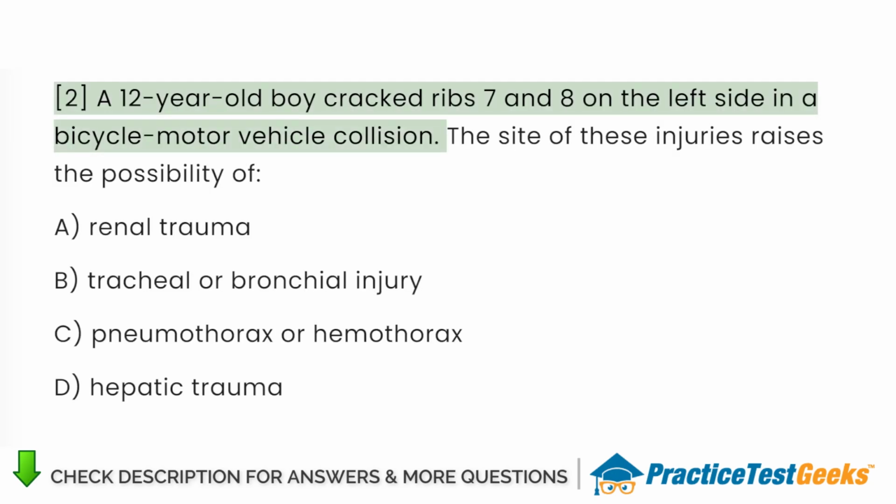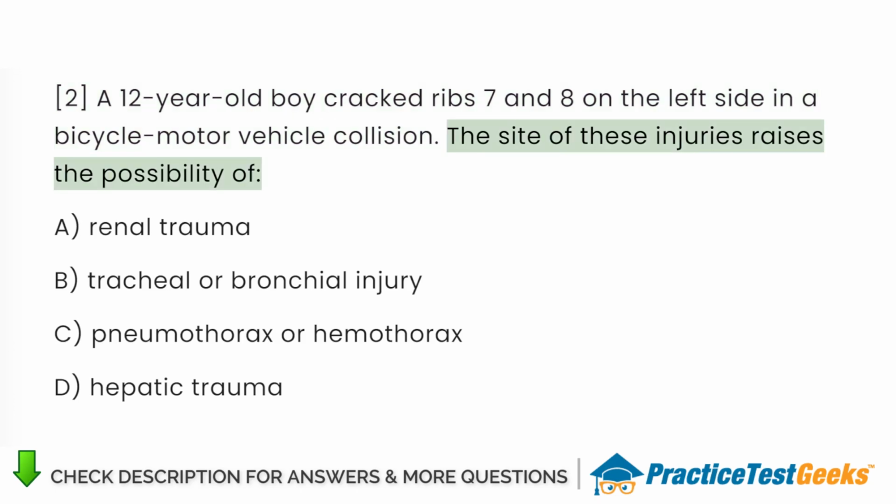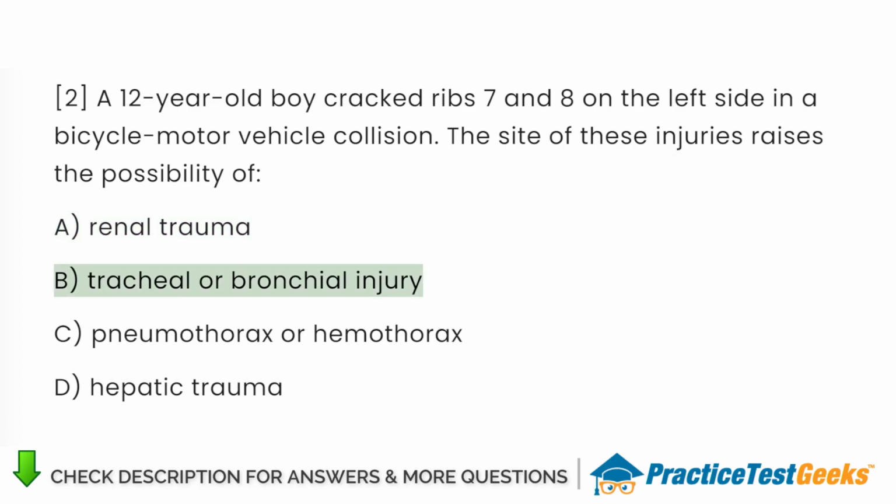A 12-year-old boy cracked ribs 7 and 8 on the left side in a bicycle motor vehicle collision. The sight of these injuries raises the possibility of: A. Renal trauma. B. Tracheal or bronchial injury. C. Pneumothorax or hemothorax. D. Hepatic trauma.